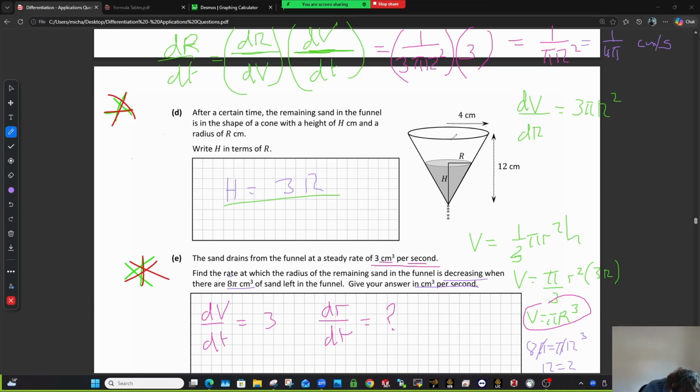I'll just call it out for people here that did this question: 0.08. Give it in centimeters cubed per second. Oh, give your answer in.